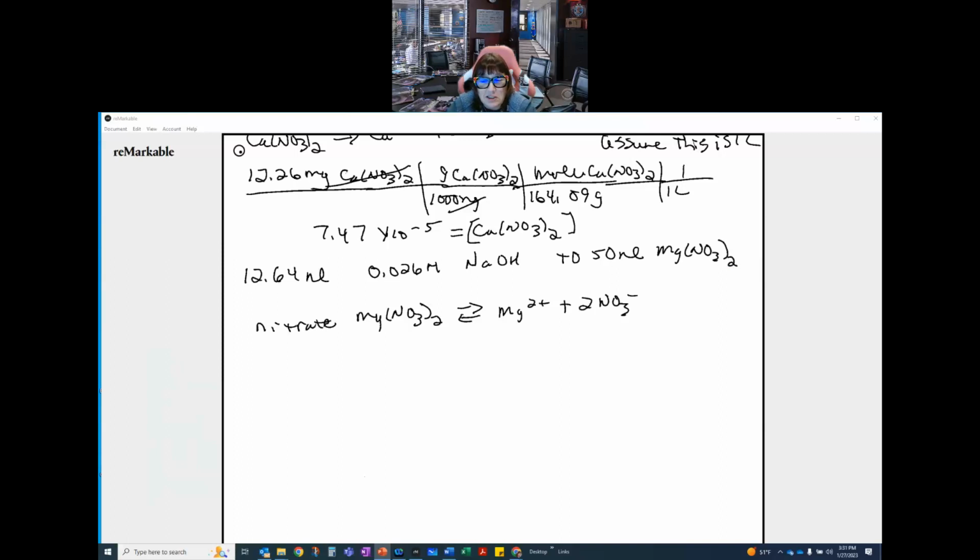So I have a 50 milliliter solution of this. I have no idea what its concentration is, so I can't figure out what that concentration is. But I know that whatever this concentration is, this will be the same.